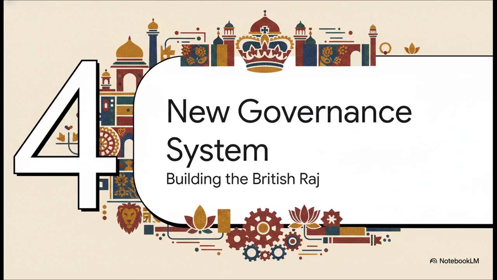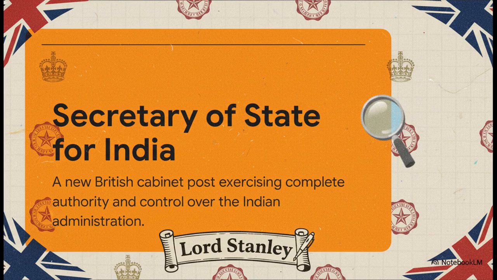All right, so the old system is out. A new one had to be built to replace it. This next part covers the administrative structure that would basically define the entire era of the British Raj. The heart of this new system was a brand new, super powerful job, the Secretary of State for India. This wasn't just some official. This person was a member of the British cabinet. This meant that Indian affairs were now a direct responsibility of the British government itself. And the very first person to hold this job? Lord Stanley, the same guy who introduced the final bill.